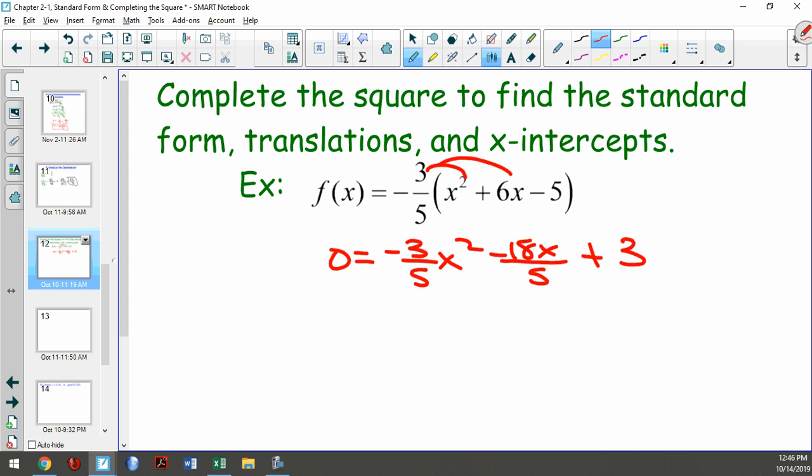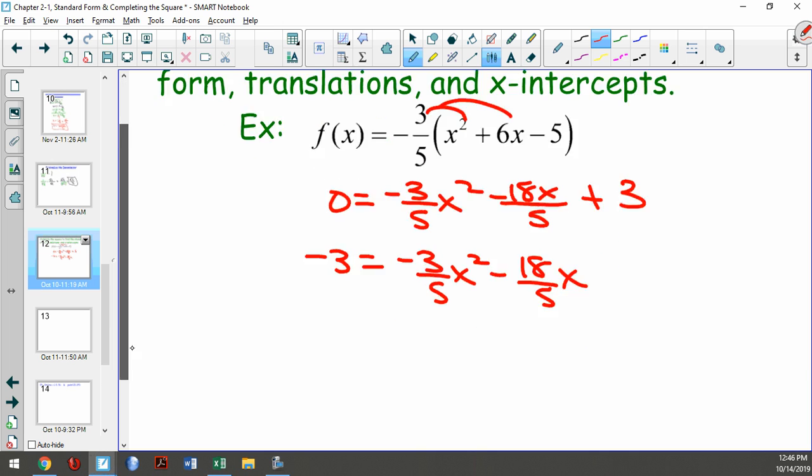We can distribute it back in because right now we have to get that constant out of that parenthesis. So once we get that constant out of that parenthesis, we have to take that constant term over to the other side, making that negative 3 is equal to negative 3/5 x squared minus 18 over 5x. Now what do we do? I have to get out that negative 3/5 again, because that negative 3/5 cannot be attached to that x squared. Do you understand that? Because it needs to be a coefficient of 1.